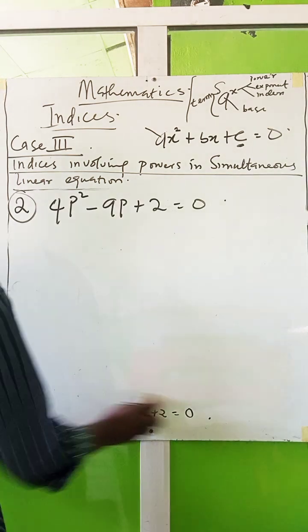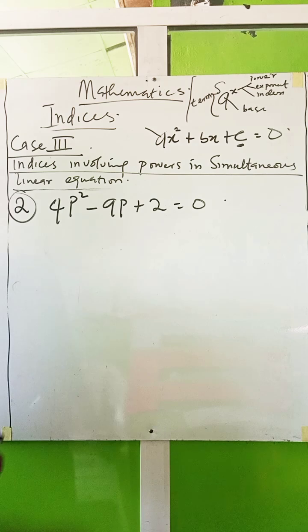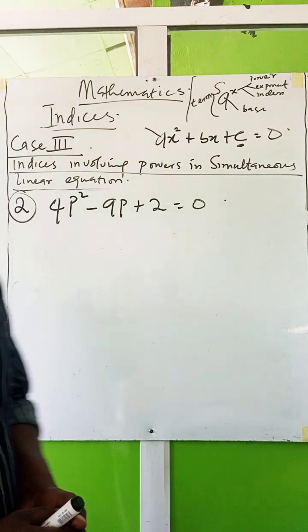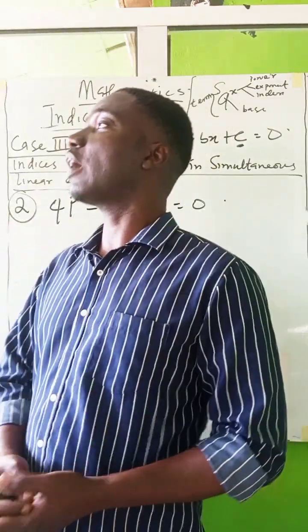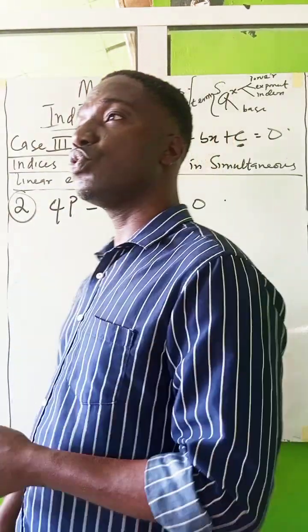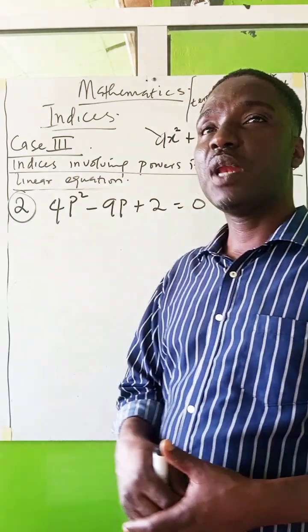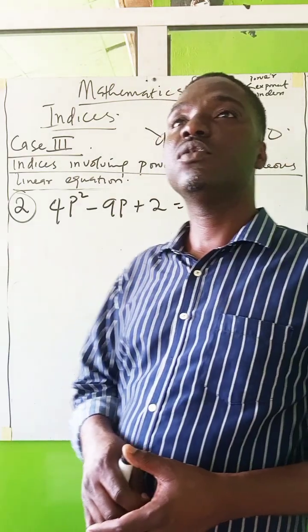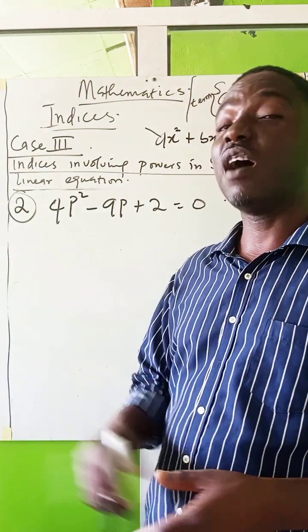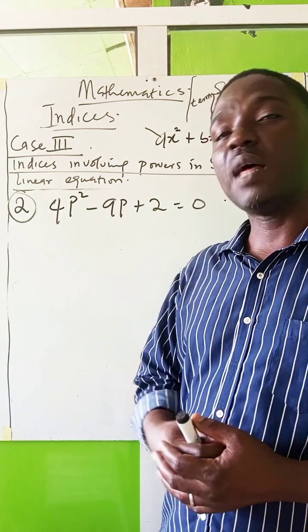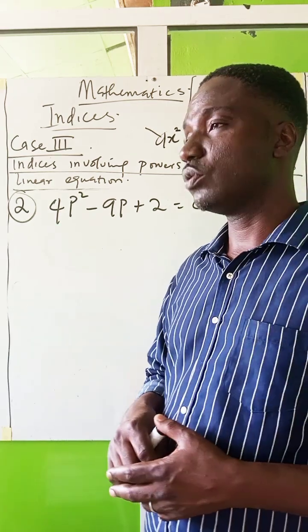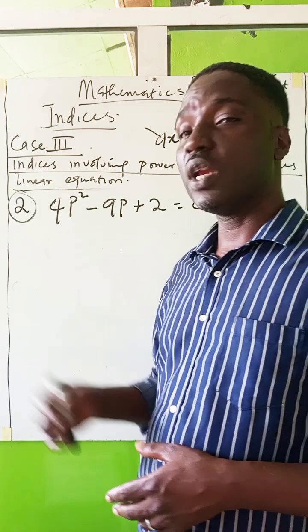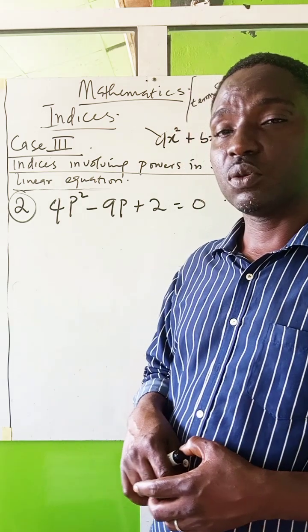4p squared minus 9p plus 2 equals 0. Now, for a quadratic equation, there are different methods of solving. We can either factorize, use the general formula method, or use the completing the square method. There are other methods that we can use to solve a quadratic equation, but for now, let's try the factorization method.